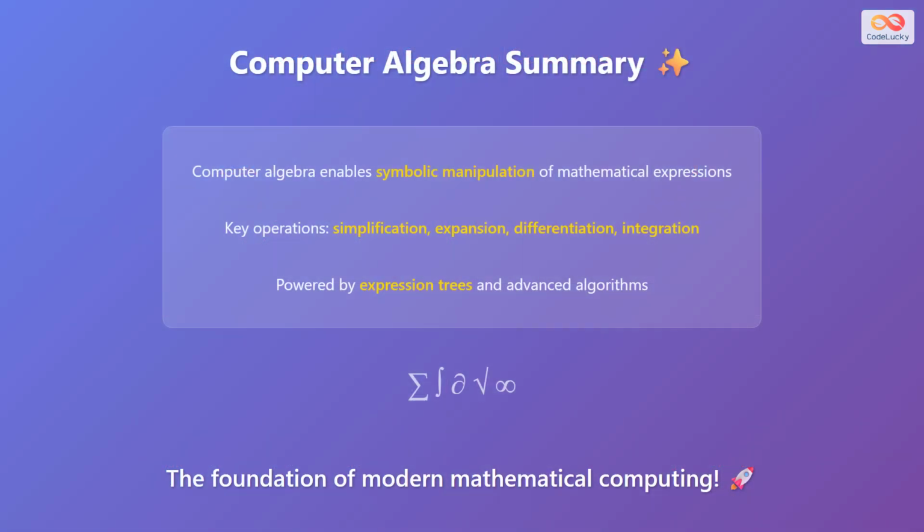In summary, computer algebra enables symbolic manipulation of mathematical expressions. Key operations include simplification, expansion, differentiation, and integration. It is powered by expression trees and advanced algorithms. Computer algebra is the foundation of modern mathematical computing.